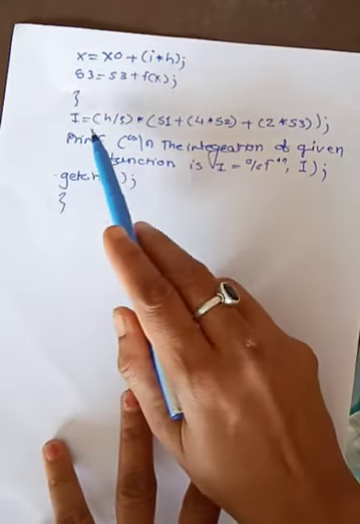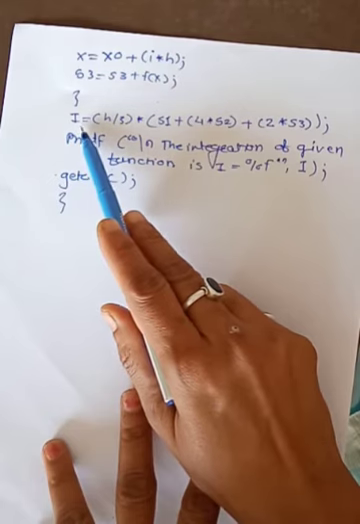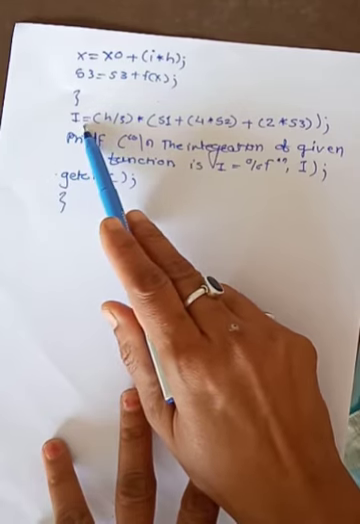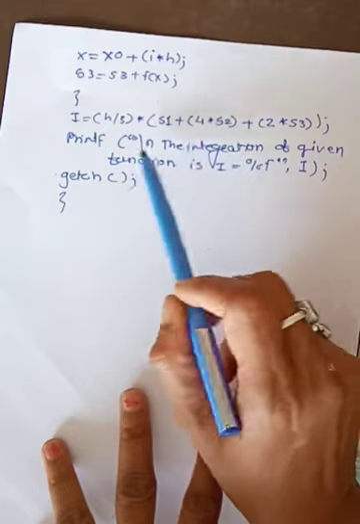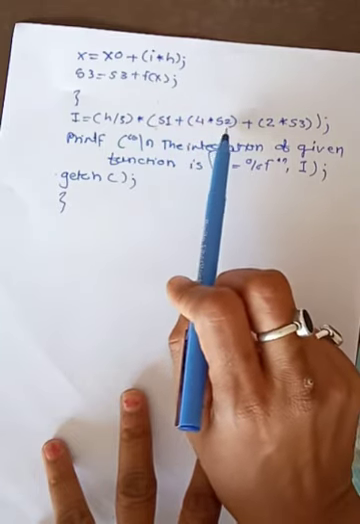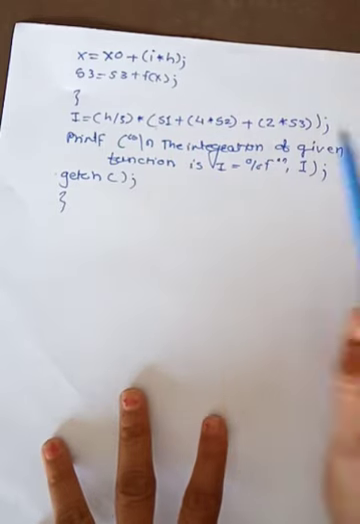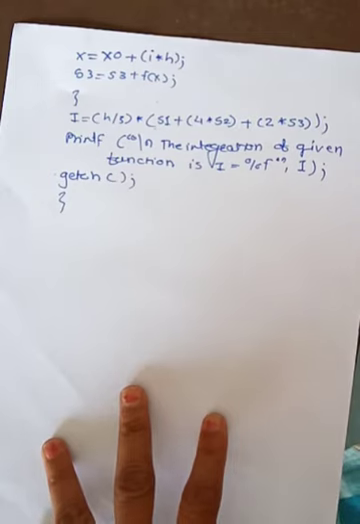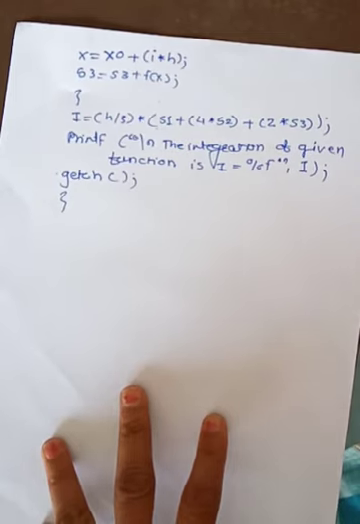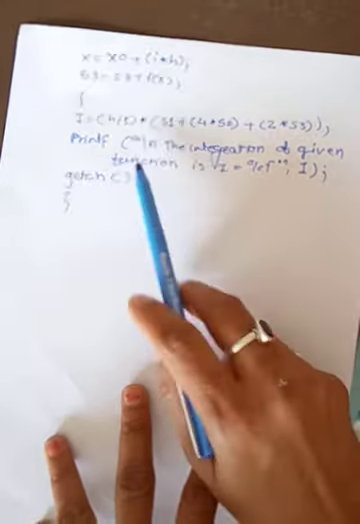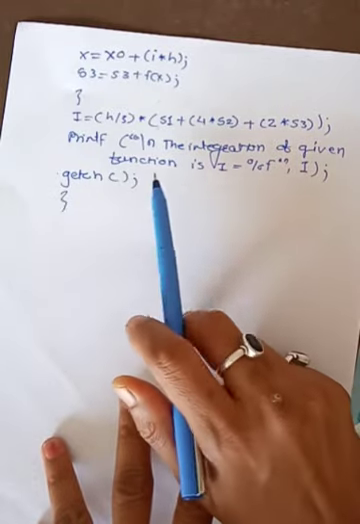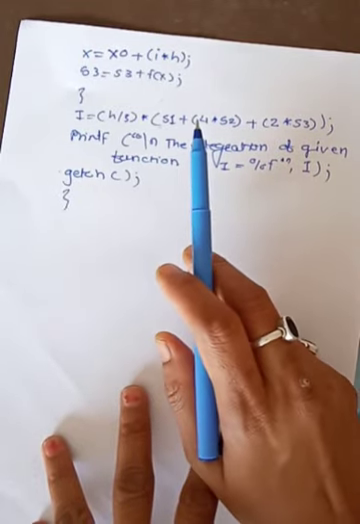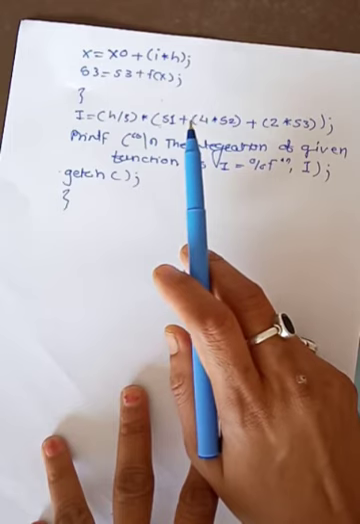Finally, by using Simpson's 1/3 rule, the integration will be calculated as h by 3 into (s1 plus 4 of s2 plus 2 of s3). Once you obtain the Simpson's 1/3 rule integration value, it will be printed on your screen, and you have to stop your program. Is it?